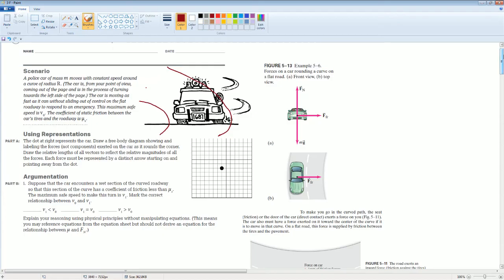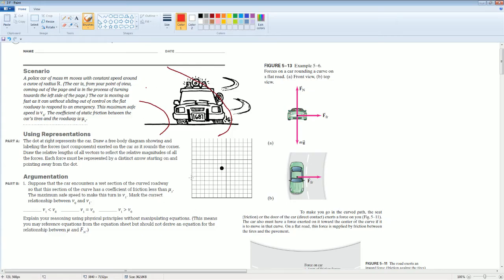First one. The dot at the right represents the car. Draw a free body diagram showing and labeling the forces exerted on the car around the corner. Make sure you draw the lengths correctly. On my right hand side are the notes that you can find in your textbook on this section. Notice there are three forces acting during the turn. Part A is from the front view, and part B is from the top view.